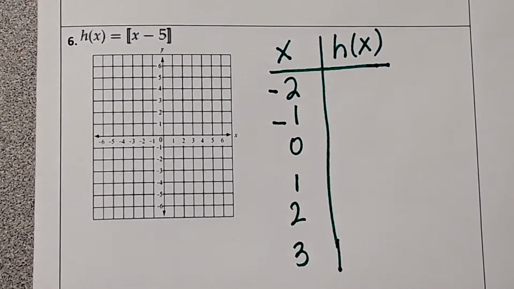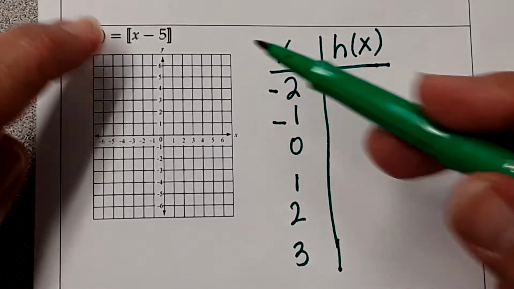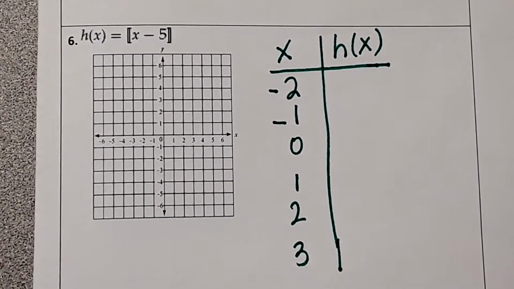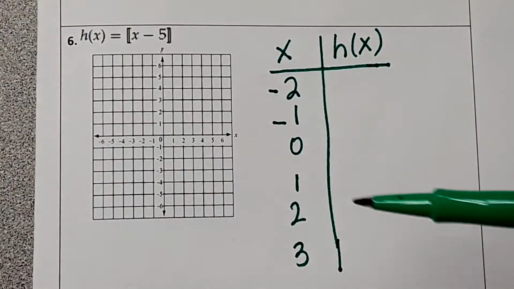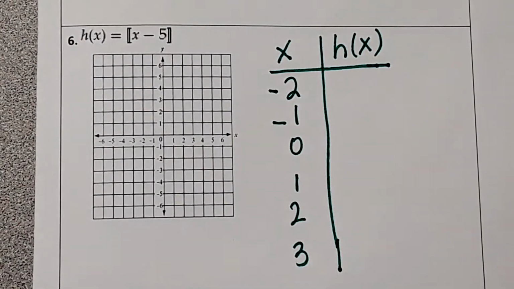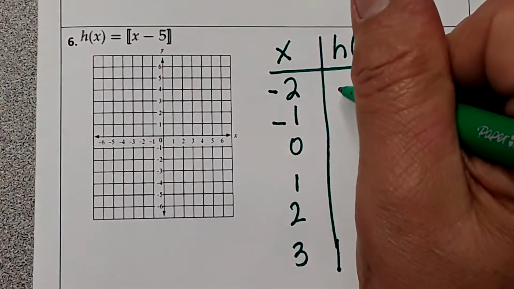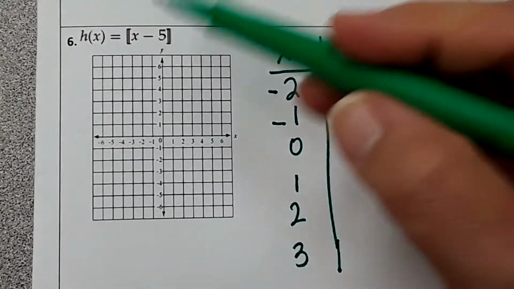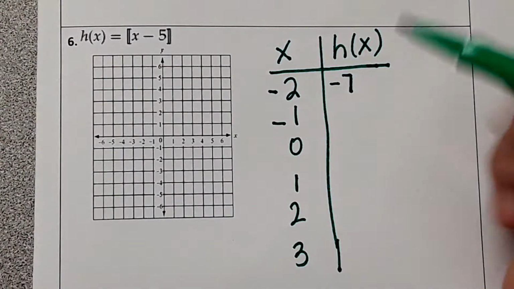The thing that you need to know is it does not matter if they give you a fraction, you still have to make it move to an integer. Okay, so we're going to plug it in like it's a normal function. What that means is that it's not going to be a line, you're going to have to make it a step. So that means step. So negative 2 minus 5, negative 7. Negative 1 minus 5.